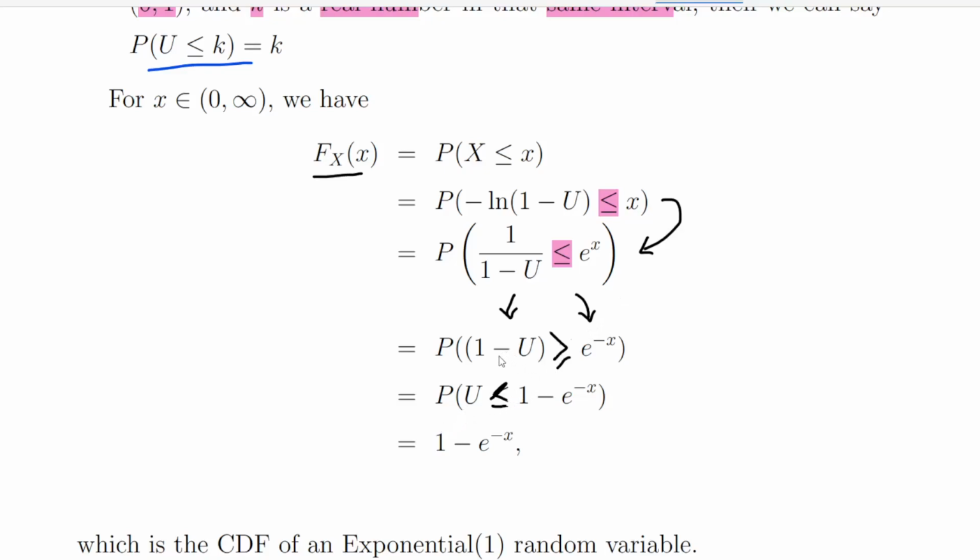Then, when we take the complements, the complement of 1 minus u is simply u, and the complement of e to the minus x is 1 minus e to the minus x. So we have this expression: the probability of u less than or equal to 1 minus e to the minus x. Something you should do is check the range of possible values of e to the minus x. It should be some number between 0 and 1, so make sure you're satisfied with it. Likewise, 1 minus e to the minus x should also be a number between 0 and 1.